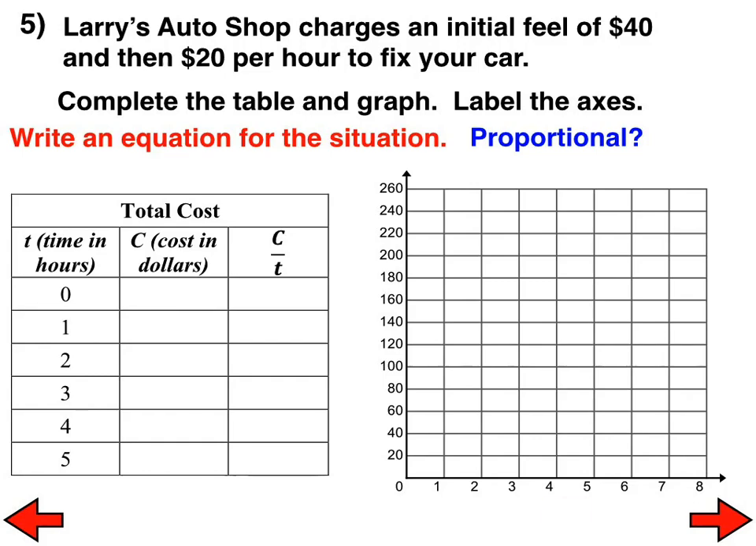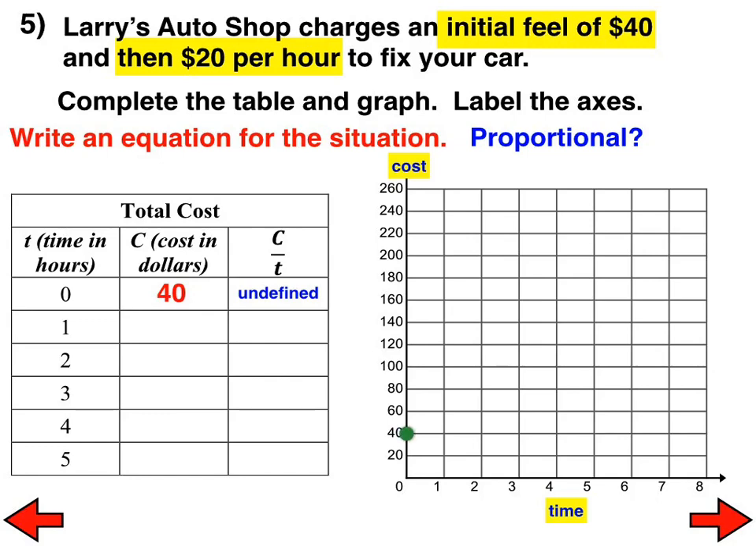All right, 0 hours, and I'm labeling my t-axis and c-axis. Initial fee, that should say fee, not feel. An initial fee of $40, and then $20 per hour. So technically, that would be $40 right there. That's undefined. That does not help us. And they have to pay $40 no matter what.